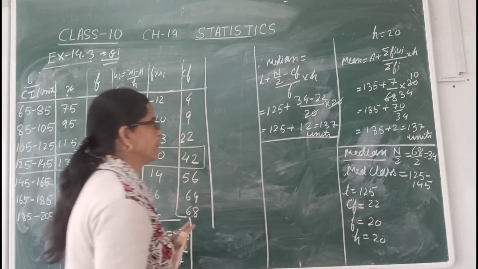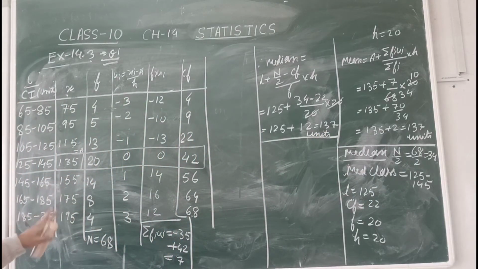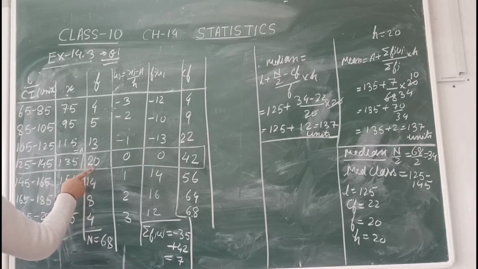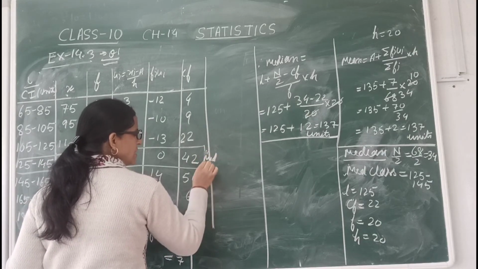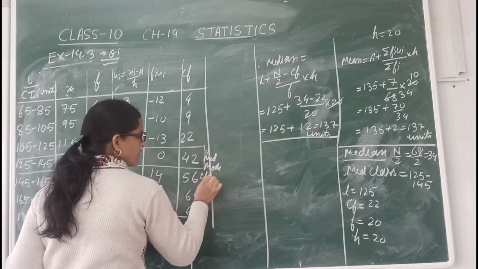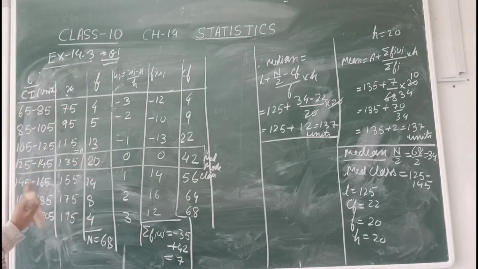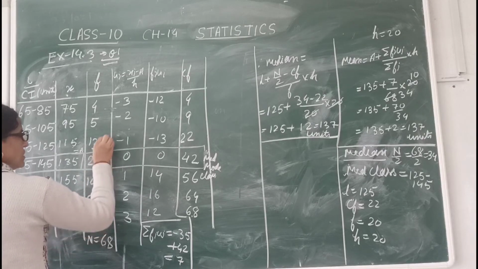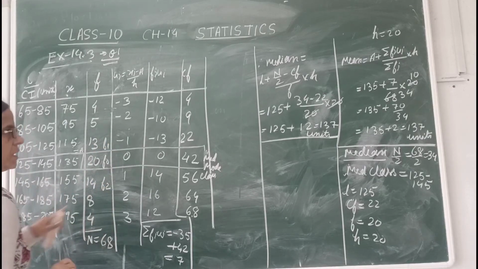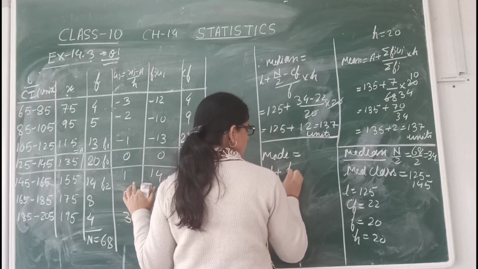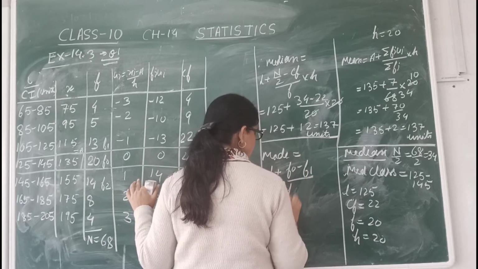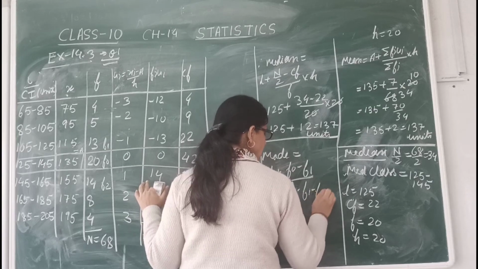Now let us calculate mode. Now for mode, the highest frequency is this one. So this is the median class as well as the modal class both. Now for mode we need F0, F1 and F2. So this one is F0, this one is F1 and this one is F2. So mode equals L plus F0 minus F1 by twice F0 minus F1 minus F2.